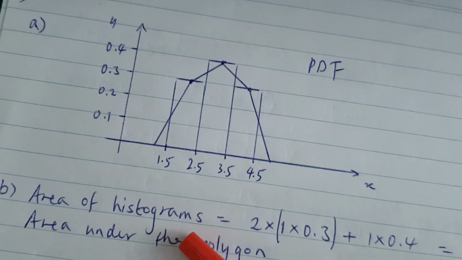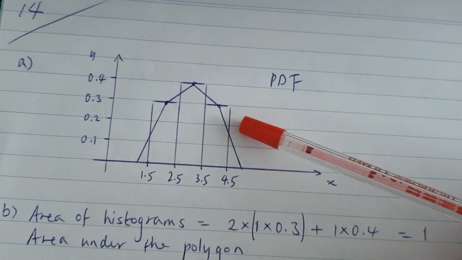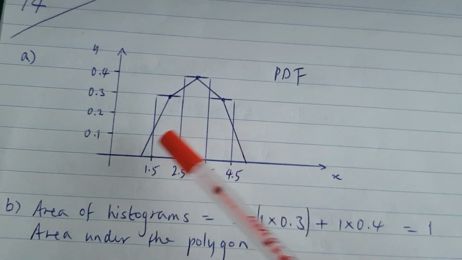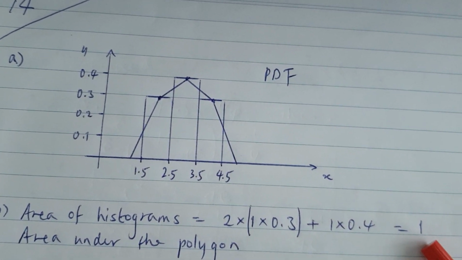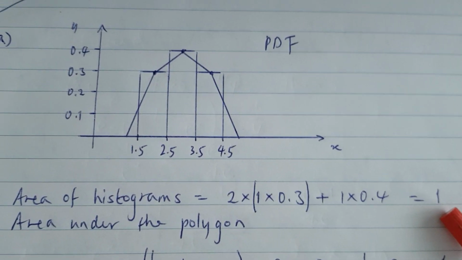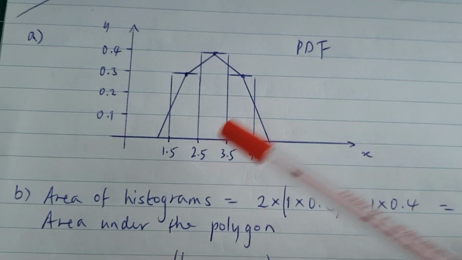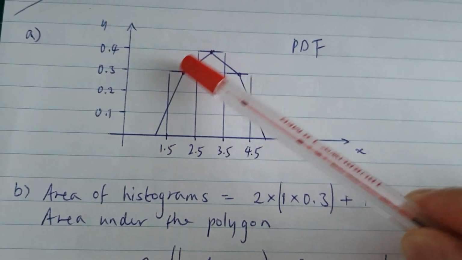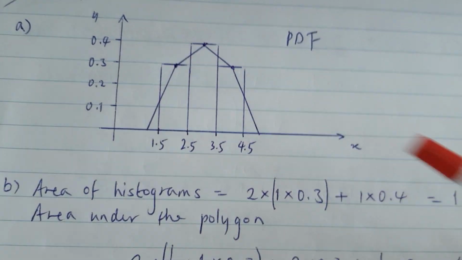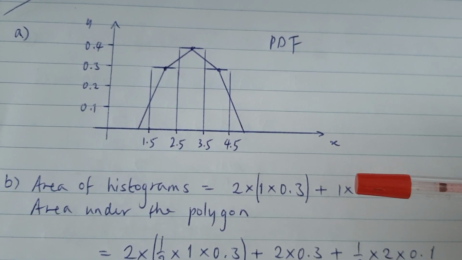So the area of a histogram is the sum of the areas of the rectangles. Two of those shorter ones, which is this, and one taller one, which is that. So that gives you a 1 right there. And now the area under the polygon, so that's now this shape, sort of like a triangle on top and then a trapezium. And that's exactly what I did.